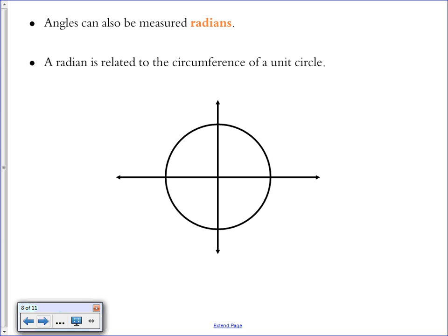A radian, instead of a degree, is based on the circumference of the circle rather than the degrees of the circle. More specifically, it's based on the circumference of what's called a unit circle. A unit circle is a circle that has a radius of 1 unit, so 1. So I'm picturing on this circle on my coordinate plane that the radius of the circle is 1, which means I know that the circumference is going to be the diameter times pi, so the diameter of the circle would be 2, times pi. So what I have here is a circle with circumference 2 pi.